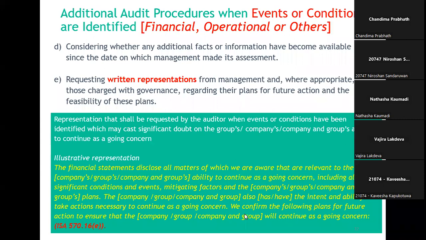So during the audit, the auditor has to consider whether there are facts or information that would affect the management assessment of going concern. As an example, if a customer has cancelled an order which has been considered in the budget, definitely it will impact the going concern assessment, right?